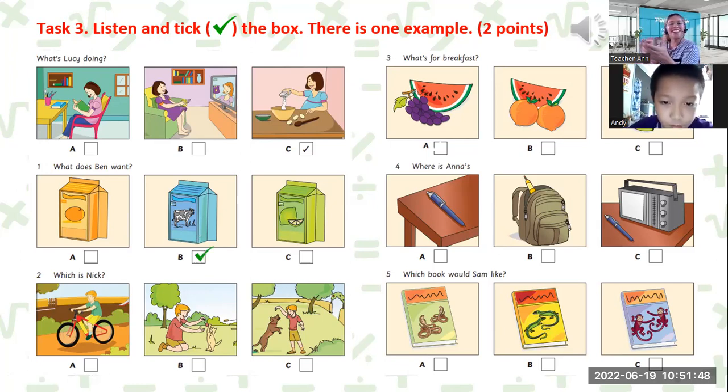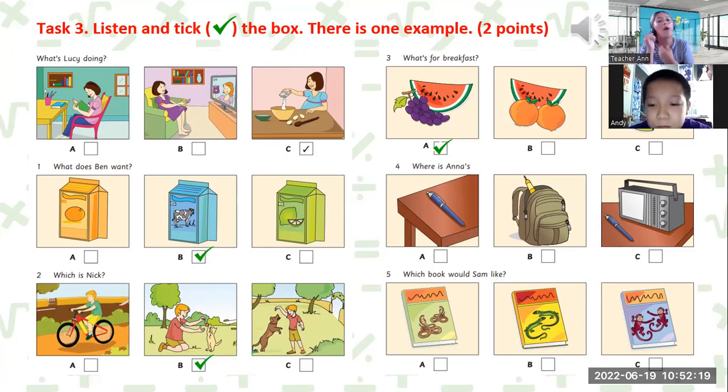Very good. Okay, two. Which is Nick in the picture? The one who rides a bicycle? Okay. The one who plays with the cat. I guess it's the cat. Okay, cat. Three, very good. What is for breakfast? Egg. Yay.